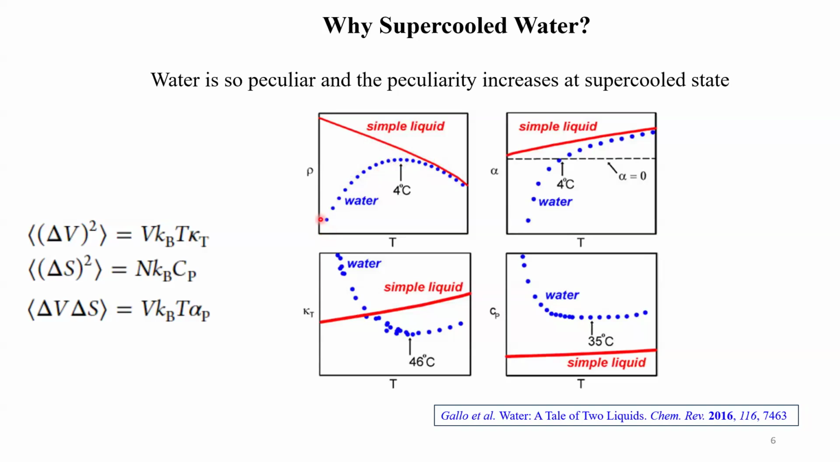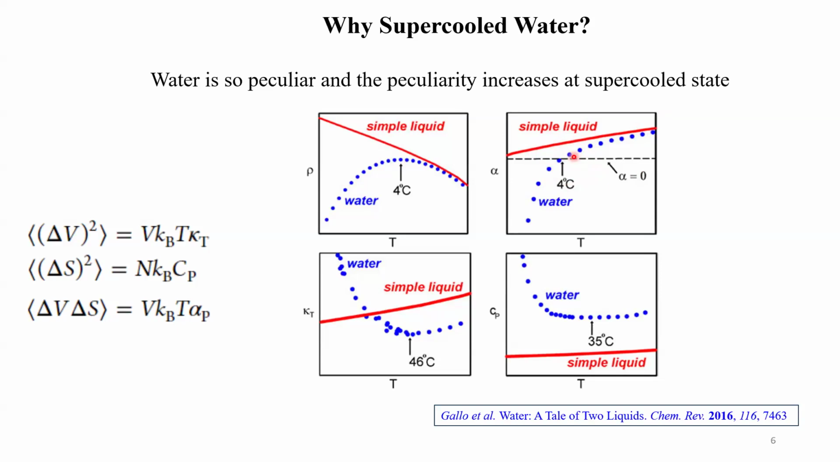Thermal expansion coefficient alpha. This is basically 1 by V del V del P, that is the coefficient of how volume changes with increasing pressure. Here you can see that for a normal liquid, as you decrease the temperature, this thermal expansion coefficient decreases systematically, but it does not go below 0. But what happens in water? It doesn't go below 0 for alpha. So it is always positive. So with increasing pressure, volume should increase.